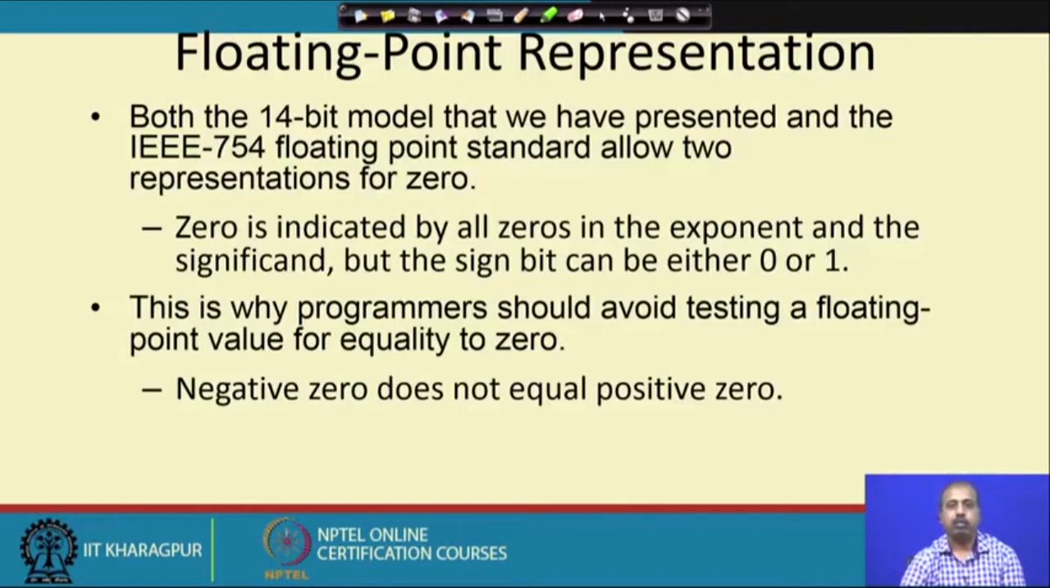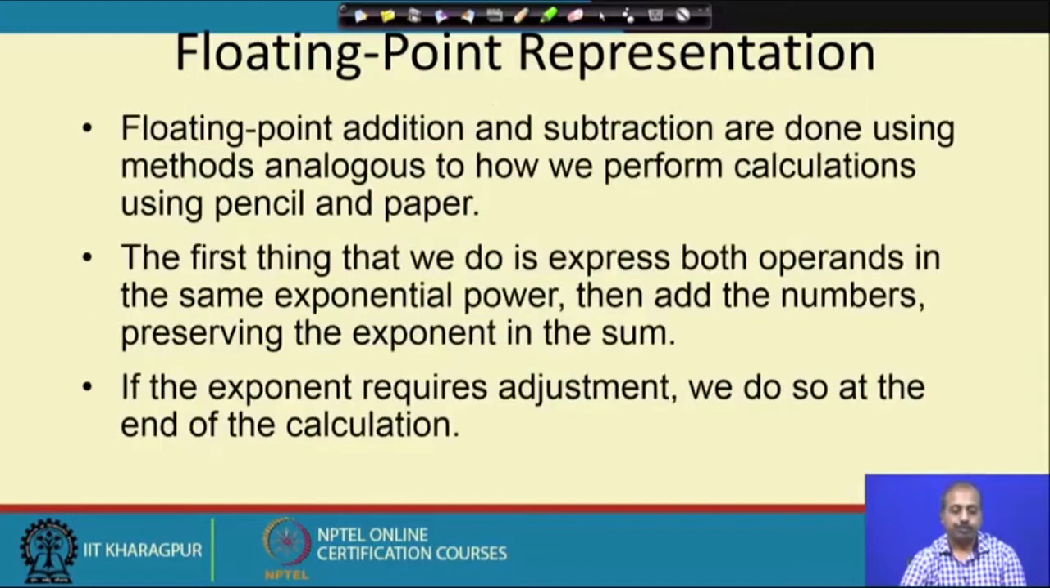So, maybe we will do some other check. Normally what we do is check whether it is less than some very small quantity. So, maybe I write the absolute value of x less than 0.10 zeros and then 1. That way it is a very small number, so it may be considered to be equal to 0.